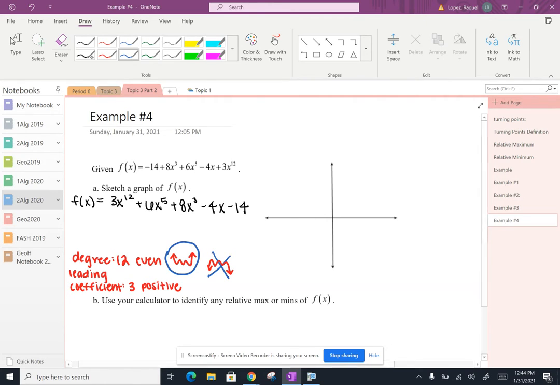Okay, let's give ourselves a point to go off of. So I'm going to put in the y-intercept. So I'm going to substitute 0 in for every x I see. Now, when I do that, I see that a bunch of these terms are going to reduce to 0.